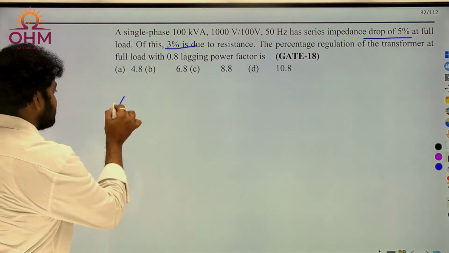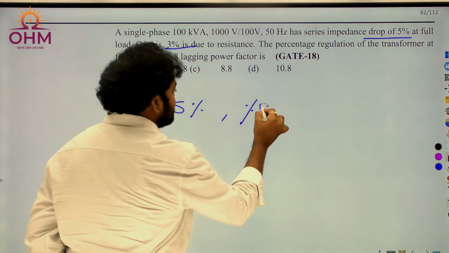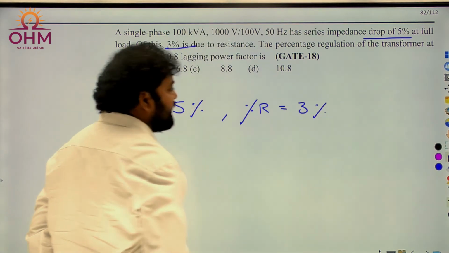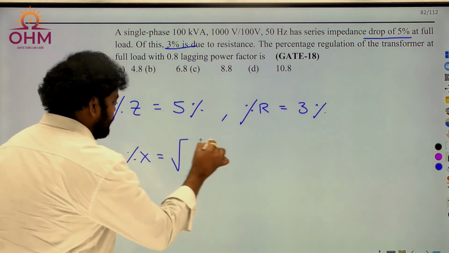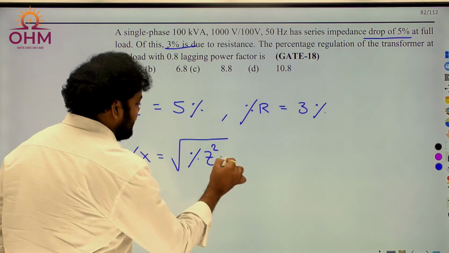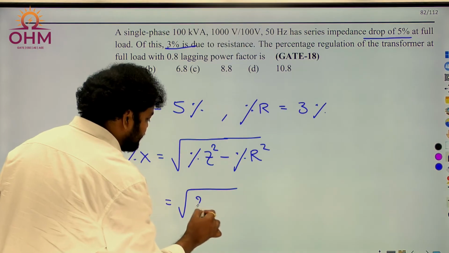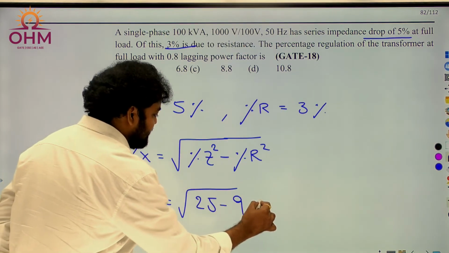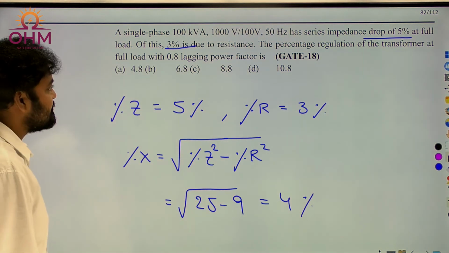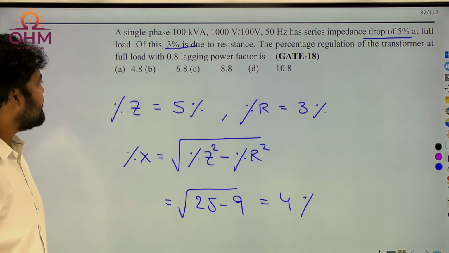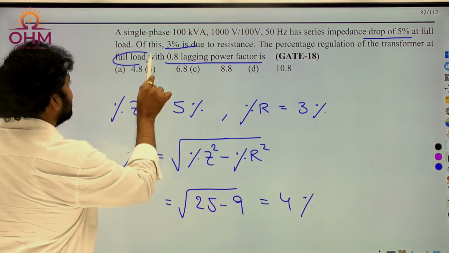Okay, yes. Percentage impedance is equal to 5%. Percentage resistance is equal to 3%. Can I calculate reactance using these two? Because reactance is equal to square root of impedance square minus resistance square. Yes, impedance square is nothing but 25. Resistance square is nothing but 9. So I will get 4%. That is percentage reactance. If I know percentage resistance and reactance, I can directly find out voltage regulation at 0.8 lagging power factor, that too at full load.